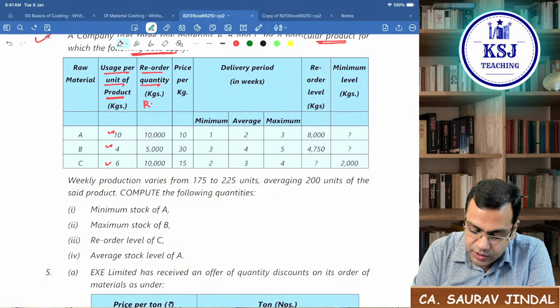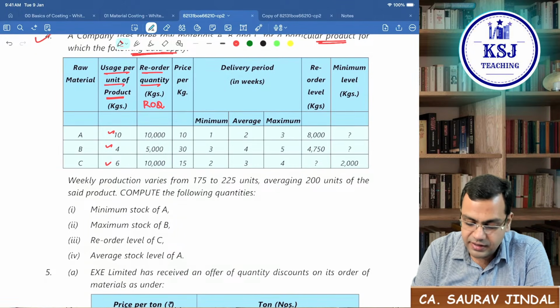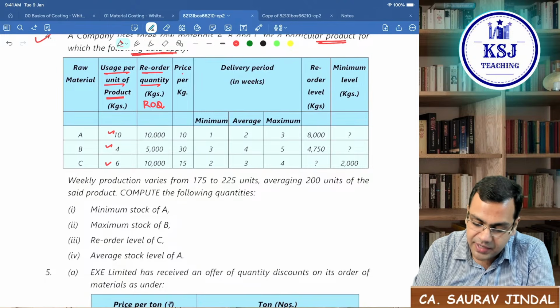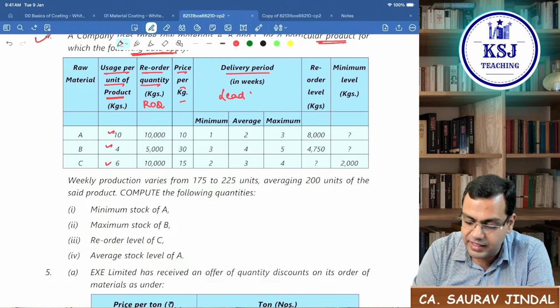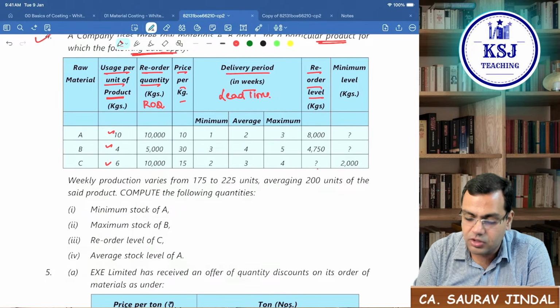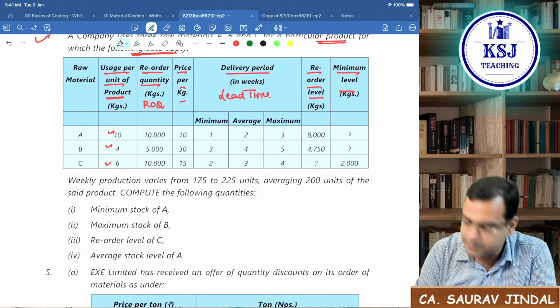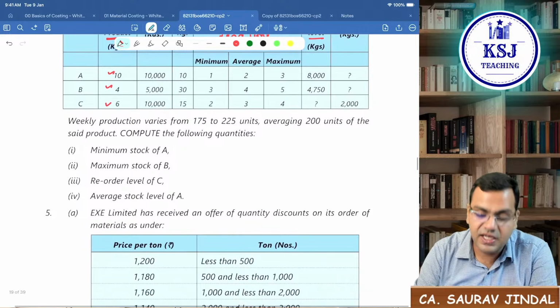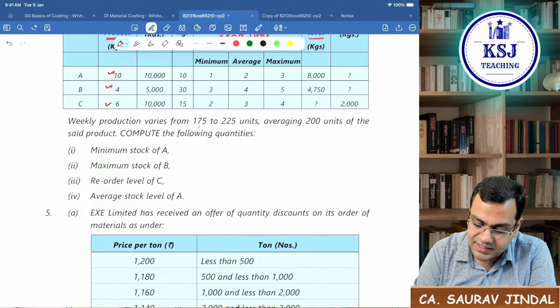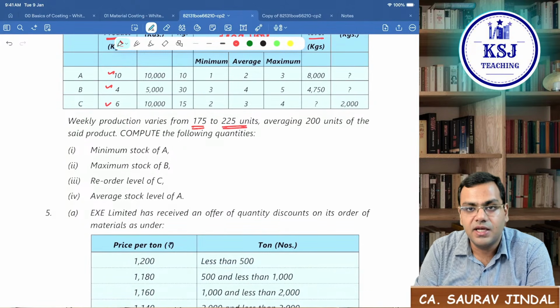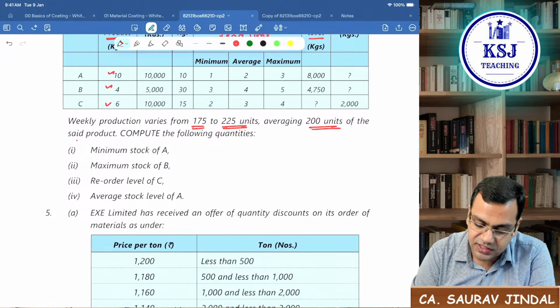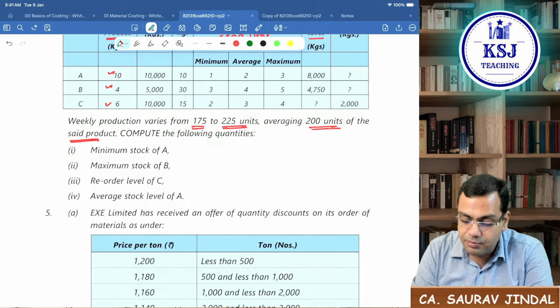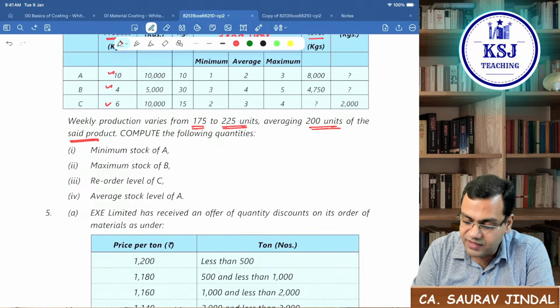Reorder quantity ROQ is given: 10,000, 5,000 and 10,000. Price per kg is given to you. Delivery period in weeks is given, that is your lead time. Then reorder level is given for A and B, not for C. And the minimum level is given for C and not for A and B. After that, they say the weekly production varies from 175 to 225 units, averaging 200 units of the said product.